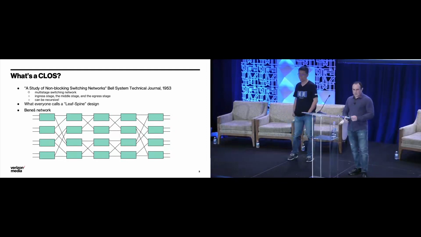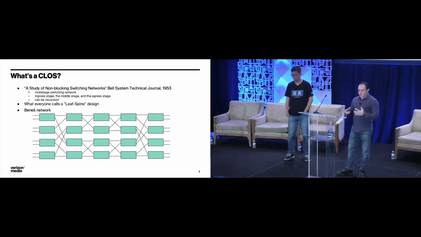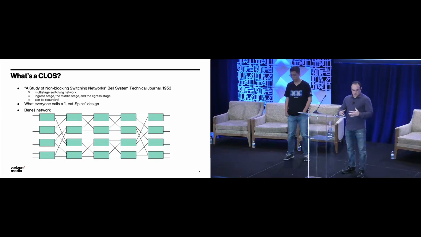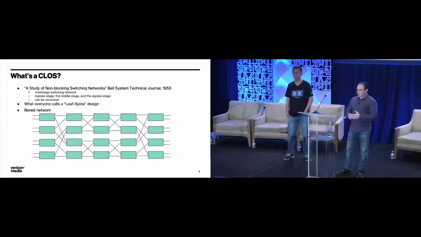But essentially, in 1953, a mathematician called Charles Clos came up with a concept of a multi-stage network that is based on an ingress, middle, and egress stage that forms a non-blocking topology and mathematical representation of it. One big thing that he came up with is that this topology can be recursive, so it can grow to almost infinite scale. And this is what everybody actually calls a leaf-spine design. It's actually a folded Clos, which is a Clos that is folded on itself.